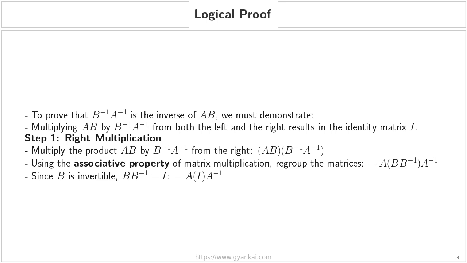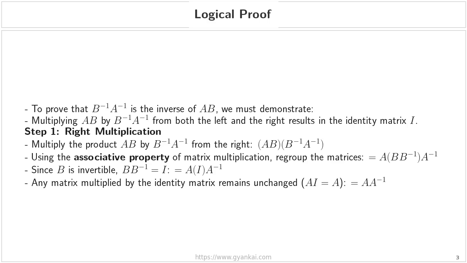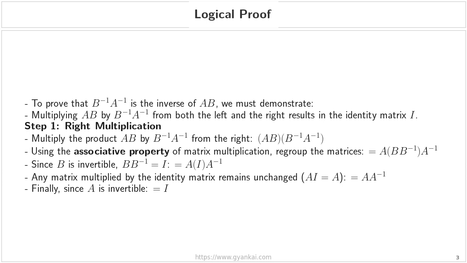Since we established in our theorem that B is an invertible matrix, we know that B times B inverse equals the identity matrix, I. Substituting this in, our expression becomes A times I times A inverse. Now, recall that any matrix multiplied by the identity matrix remains unchanged. Therefore, A times I is simply A. This simplifies our expression further to A times A inverse. Finally, since A is also an invertible matrix, A times A inverse equals the identity matrix, I.